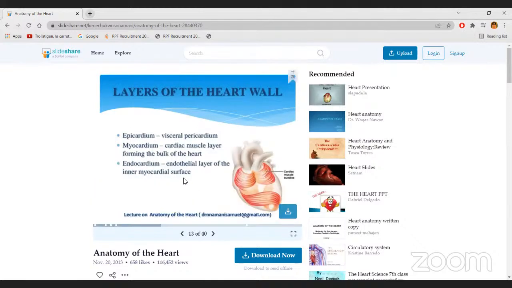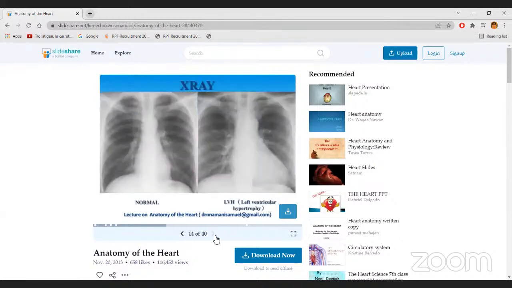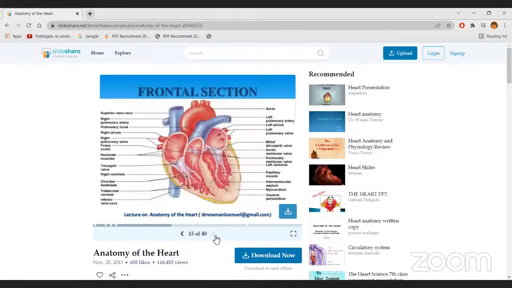The heart wall layers: epicardium, the visceral pericardium; then myocardium, the cardiac muscle layer, forming the bulk of the heart; and the endocardium, the endothelial layer of the intramyocardial surface. So this is the X-ray image of normal and LVH, left ventricular hypertrophy.